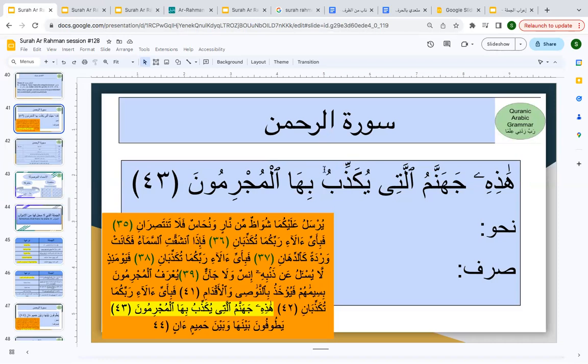And yukadhdhibu is a type of fi'l that has a pronoun in it. The hidden pronoun in yukadhdhibu is huwa. And when you have a fi'l with huwa, should we look for an outside doer? Yes.